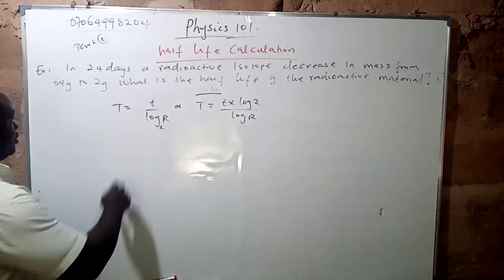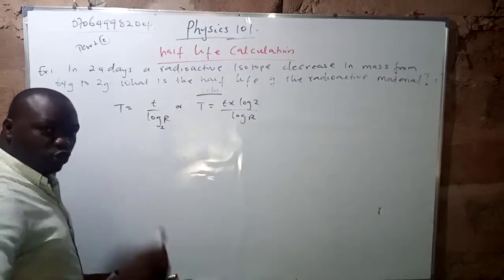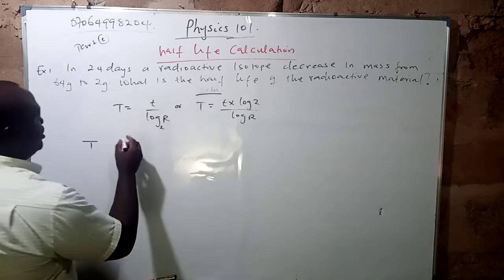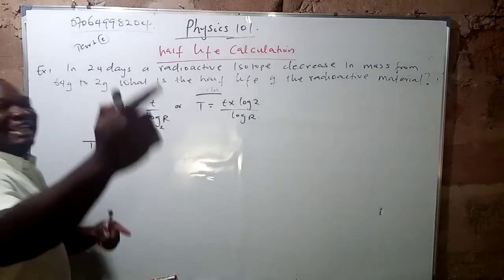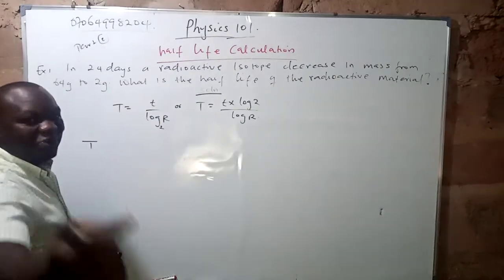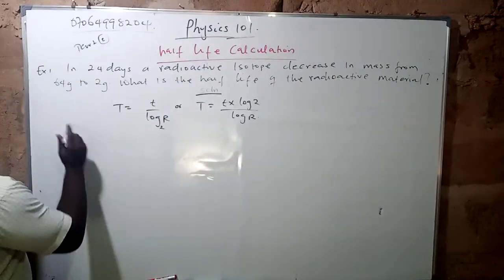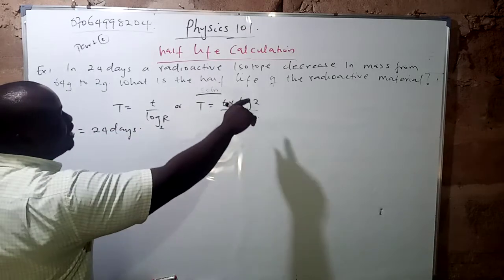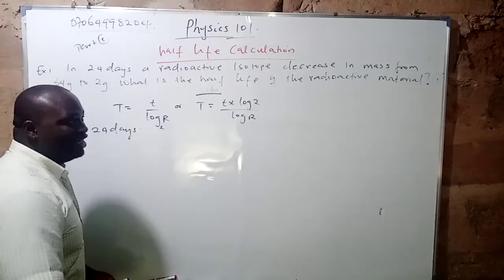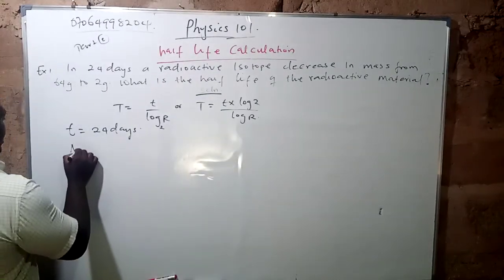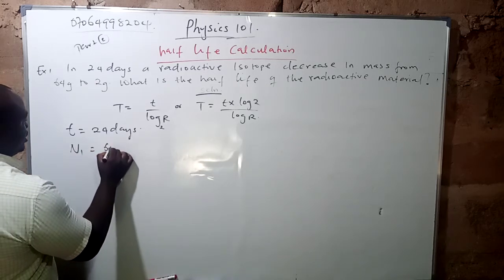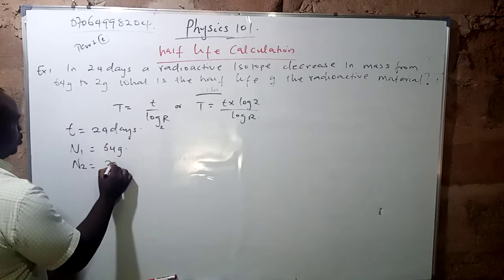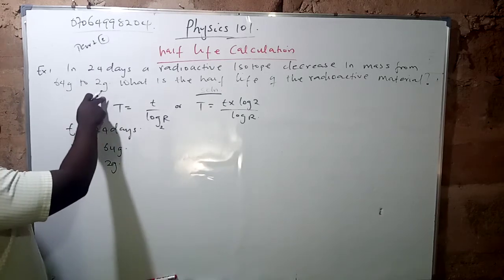Now, they ask you to calculate the half-life. This is so easy, I told you. They have given you in 24 days the time taken. So first of all, your T is equal to 24 days. A radioactive isotope decreases in mass from this, meaning that your capital N1 is equal to 64 gram, and your capital N2 is equal to 2 gram. From this to this is the final one, it decreases.